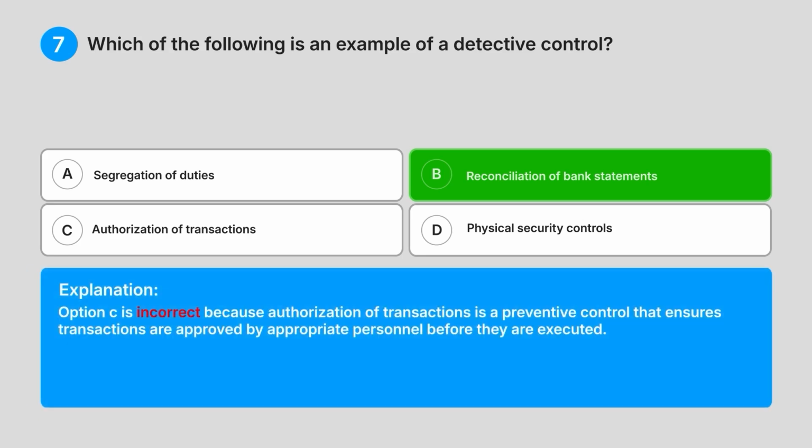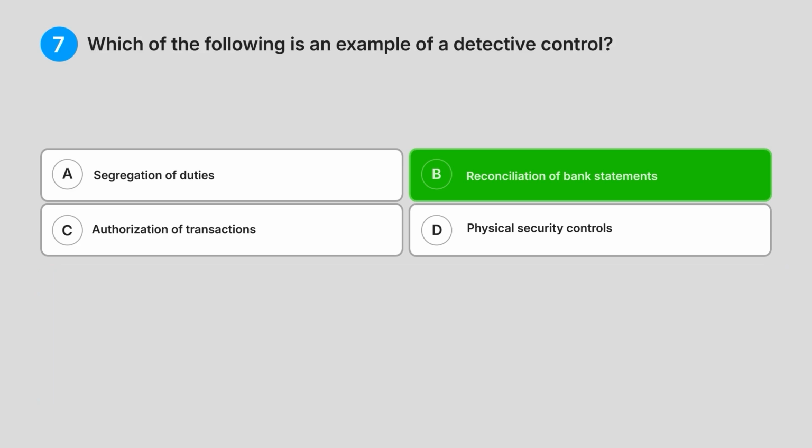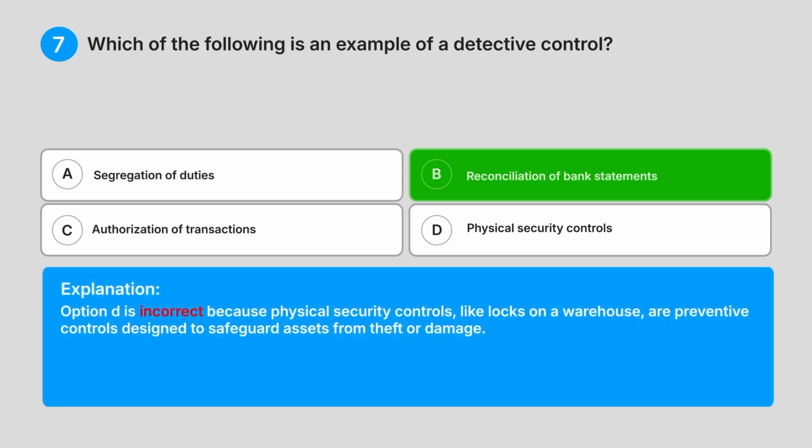Option C is incorrect because authorization of transactions is a preventive control that ensures transactions are approved by appropriate personnel before they are executed. Option D is incorrect because physical security controls, like locks on a warehouse, are preventive controls designed to safeguard assets from theft or damage.